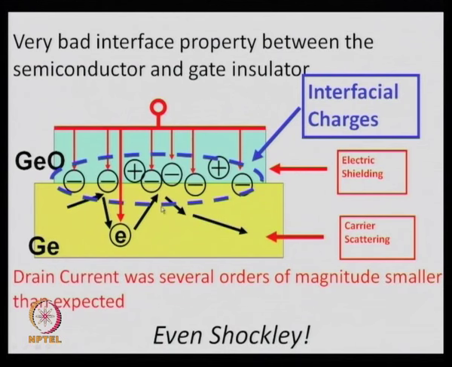And then there was another problem. People could immediately think that if the carriers have to move, they should move fast. But there was a lot of scattering, what we call carrier-carrier scattering and also field scattering, which allowed a very small amount of current to flow. So, it was found, when the first MOSFET was made, that the drain current measured was several orders smaller than what the theory was expecting. And as I keep saying, even Shockley could not explain this then. Though later Tamm suggested that the surface states have become interface states, the states were actually explained by Shockley, and therefore they were also called Shockley states.